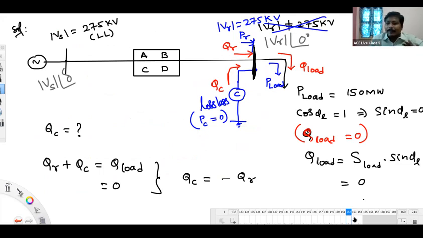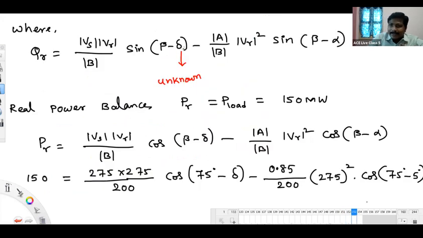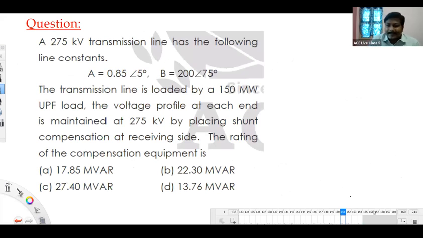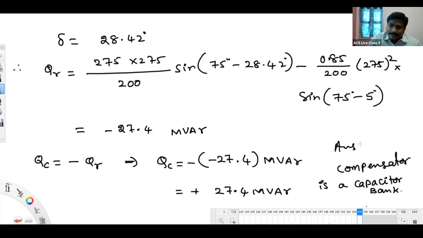Next step. If you look at the QR equation, delta will be an unknown angle. To get delta, we have to use the real power equation. After getting delta from the real power equation, substitute that in QC to get QC. Based on the sign of QC and its direction, we can decide the nature of the compensator: is it a capacitor bank or a reactor bank? So anyhow, our answer will be C. Okay, done. Next. QC of 27.4 is delivering, so it's capacitor compensation.